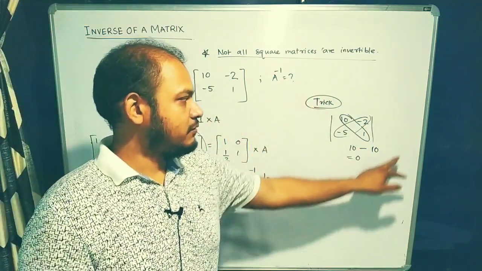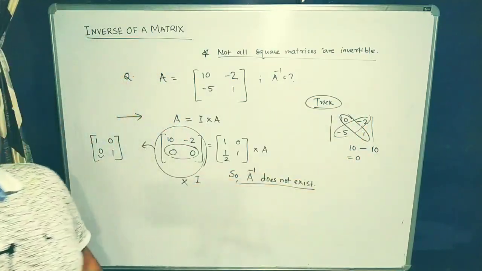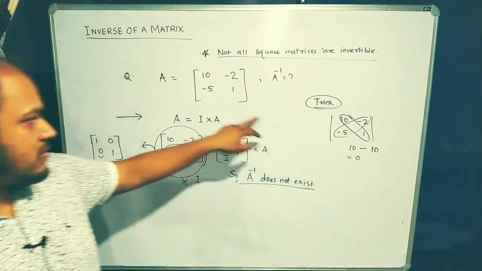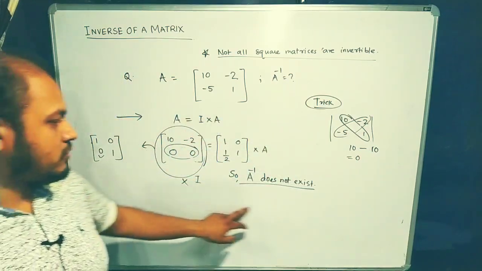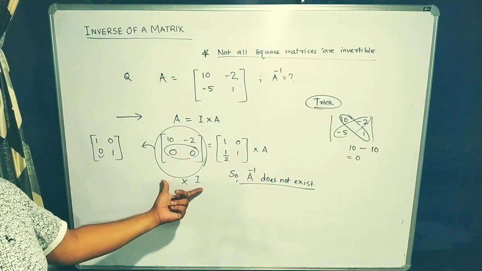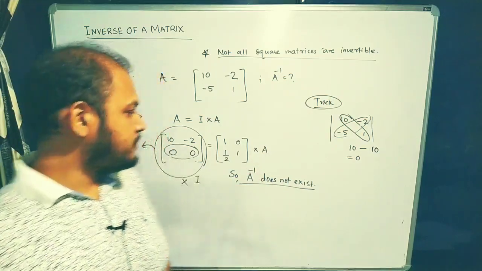This is just a trick, by the way, I am telling you just a trick. So the determinant is 0, that means this matrix does not have an inverse. But in your book, for matrices, the correct procedure is to follow this step. We see that we cannot make an inverse here. We cannot make an identity matrix here. So that means that this matrix does not have an inverse.